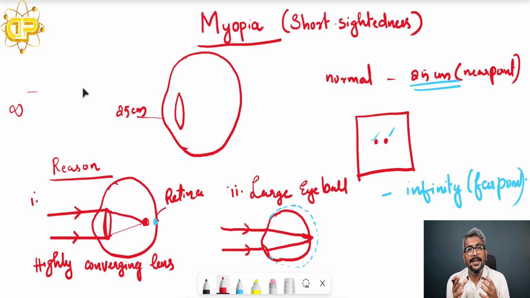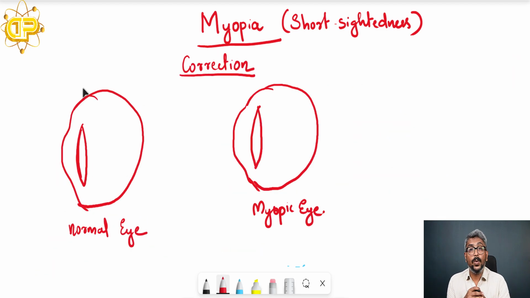So how can I identify and rectify it? I have already identified my myopia, but now the point in front of me is how to rectify this particular myopia condition. We'll see the correction right now. In front of us we have two eyes. One is a person with a normal eye, that means without myopia, and the second is the myopic eye.